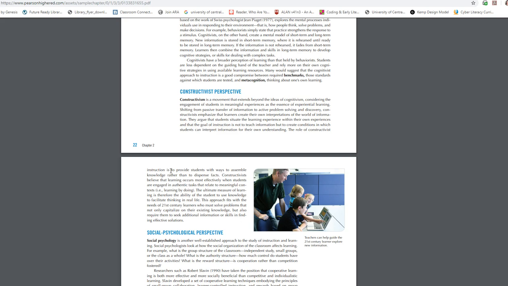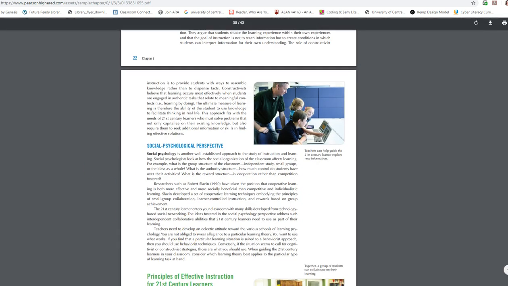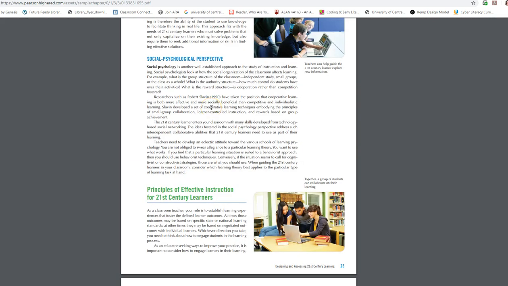And this is the approach that fits the best with 21st century learners who need to learn how to solve problems and not only capitalize on their existing knowledge, but also seek additional information or develop skills to help them find the most effective solution. And then one final perspective is social psychology. And this is a well-established approach where the study of instruction and learning looks at the social organization of a classroom and how it affects the learning.